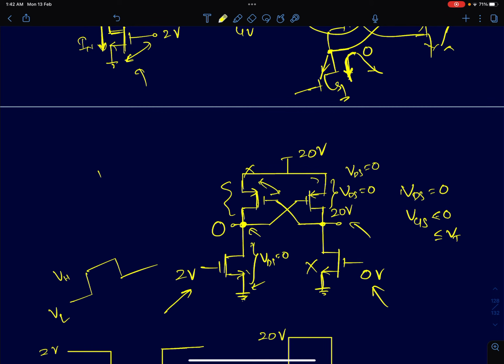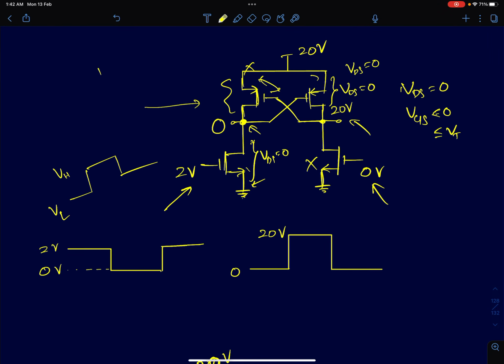So that's it. So this is a simple PMOS cross-coupled latch. A simple CMOS level shifter circuit with a PMOS cross-coupled load, or a PMOS latch as a load. So that's what I've drawn here. If you feed a 0 to 2 volt input, you'll get a 0 to 20 volt output.